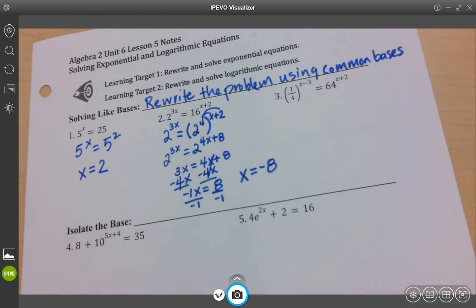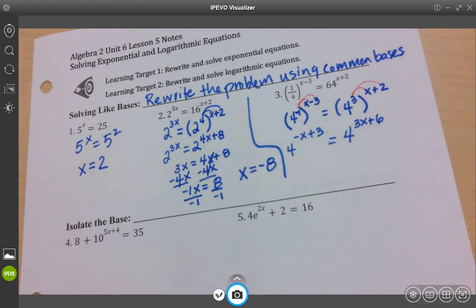Okay. All right, number 3. Some of you have already started thinking about number 3. In number 3, I'm going to suggest that we might want to change the base on both sides, because it's kind of hard to write things as powers of 64, and it's kind of hard to write things as powers of 1/4. So we could change both sides to be powers of 4. Let me suggest that for you, and I want you to take a minute and see if you can write both bases as powers of 4.